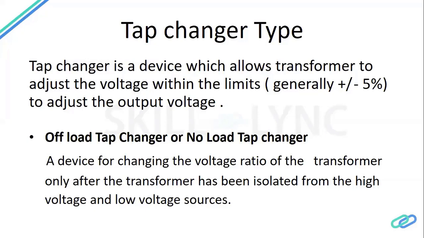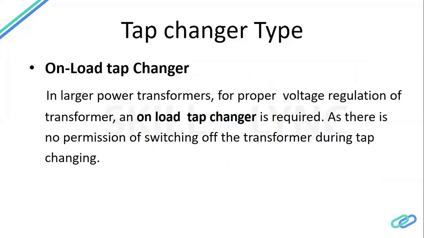This is a device for changing the voltage ratio of the transformer only after the transformer has been isolated from the high voltage and the low voltage sources. So it will operate only when the system is shut down. Next is the on-load tap changer. Sometimes we cannot afford to shut down the system for changing the voltage level, so we use the on-load tap changer. But it is a very complicated system, so generally it is used only for critical purposes or critical plants. So the off-load tap changer is very common in the industry.